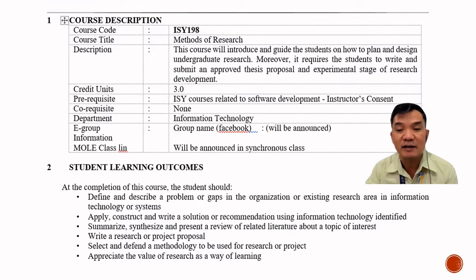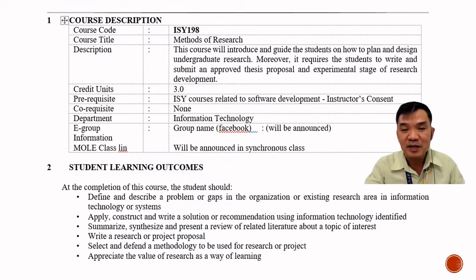So at this moment, we are aware that we need to have an RRL, or chapter 2, in your proposal. Another is to write a research or project proposal that will package the entire preliminary requirements, the first 3, then select and defend a methodology to be used for research projects. So you need to have a methodology.